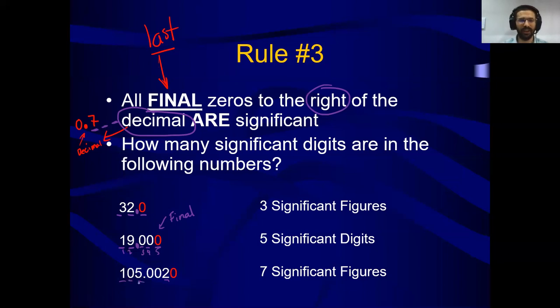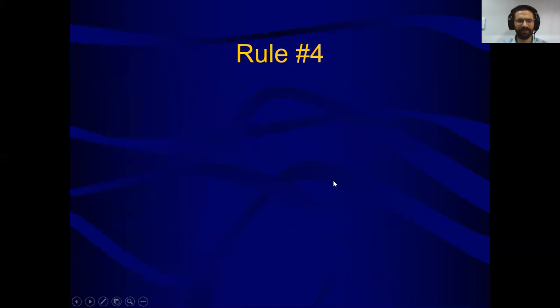The 0 is in between significant digits, so that's significant. And this is a 0 to the right of the decimal, and it is final. Therefore, it is significant. So therefore, we have 7.